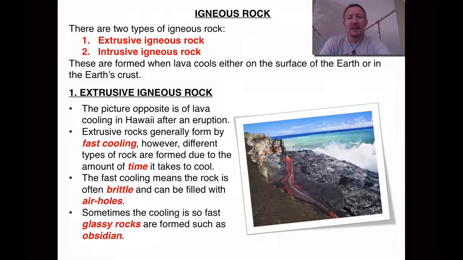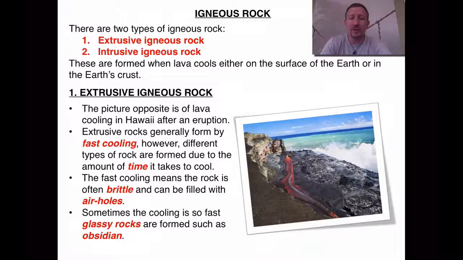Okay, so let's look at extrusive rock first. Now, if you look at the picture down below, you can see an example of extrusive rock beginning to cool. This is a lava flow in Hawaii, and you can see it's cooling on the surface of the rock as it's crashing into the sea. It cools incredibly quickly. Now, because it cools incredibly quickly, it doesn't allow any crystals to form. Now, crystalline structures are what gives a rock its solid and hard structure.